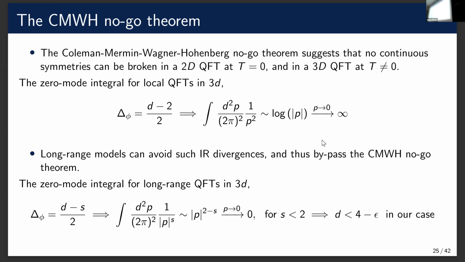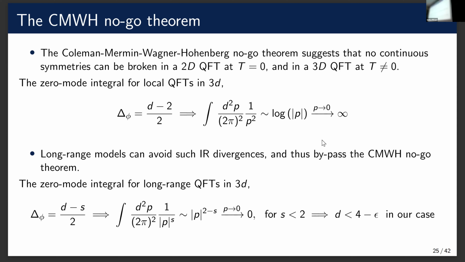What is the reason for that? Well, the reason is a certain set of IR divergences that appears in the zero mode of the one loop thermal integral, which appears to be something like this. Only the zero mode part of the integral in local models behaves in this way. And so it goes as log of the momentum, so if you take the IR limit, this zero mode diverges. This prevents symmetry breaking in these models.